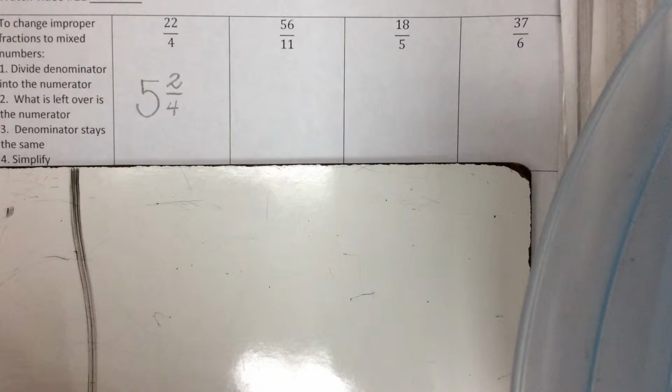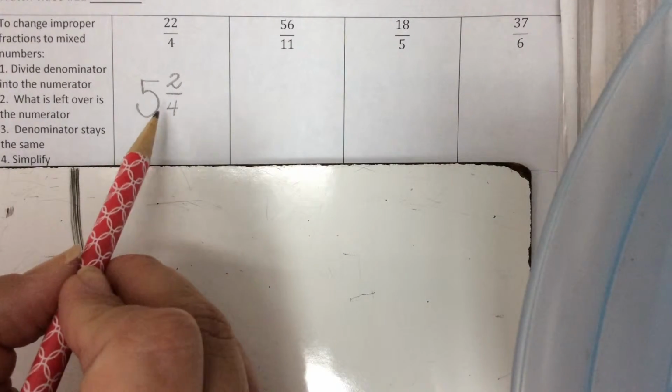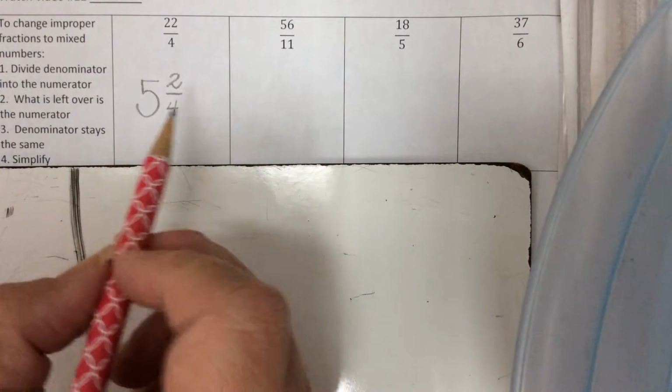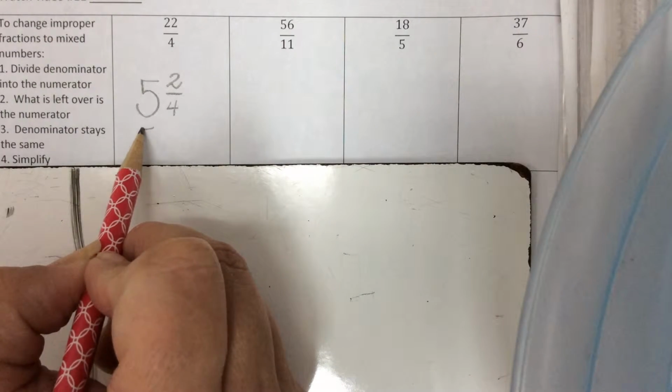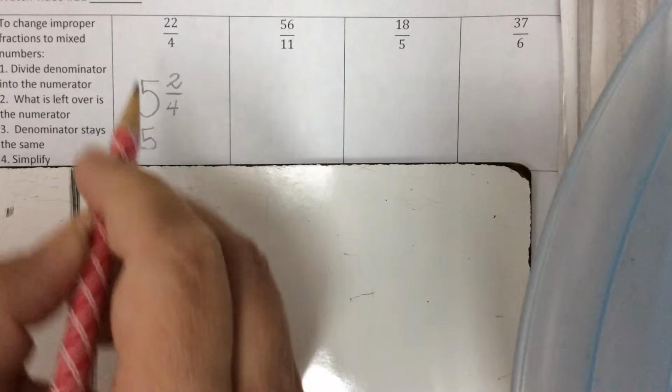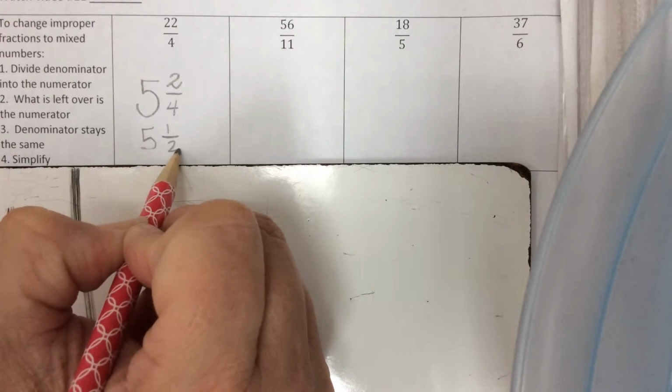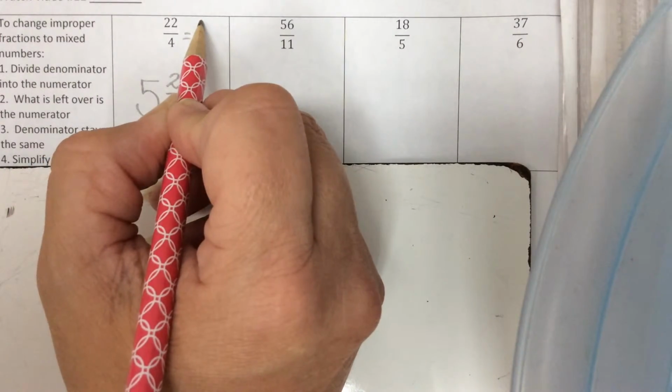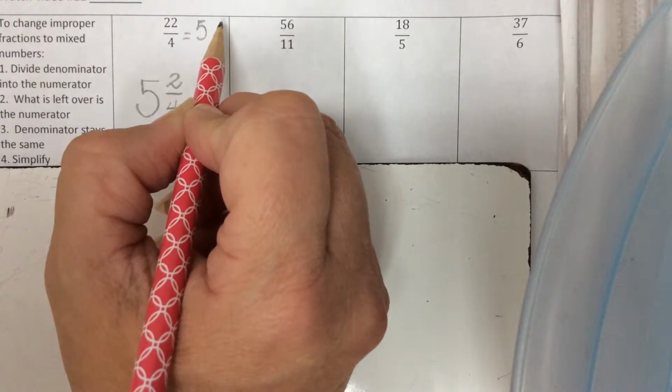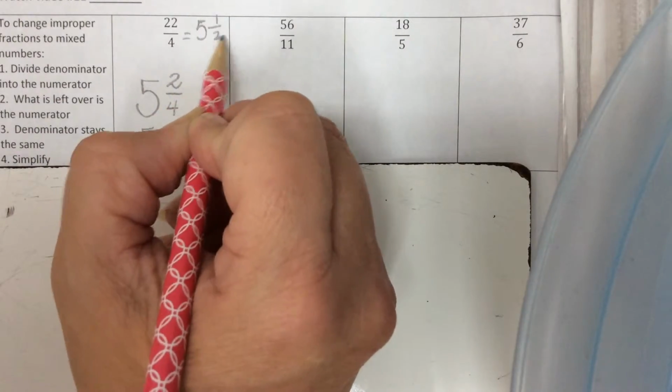And then the final question I need to ask myself is, is 2/4 in simplest form? Well, it's not. So I know that 2/4 is going to simplify into 1/2. So 22/4 is equal to 5 1/2.